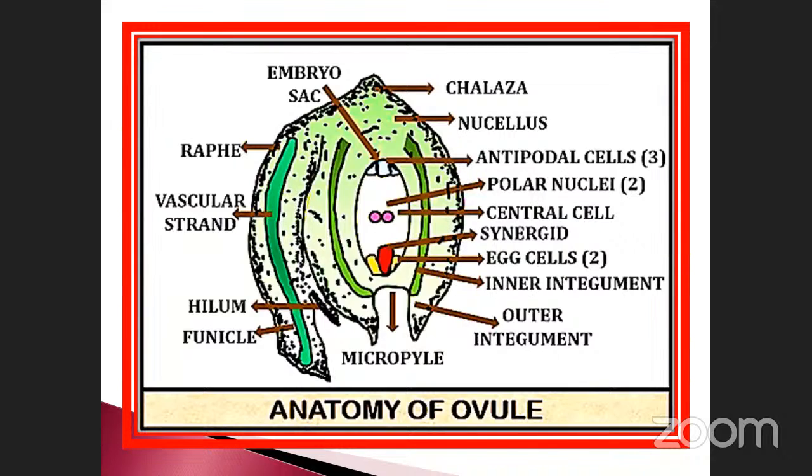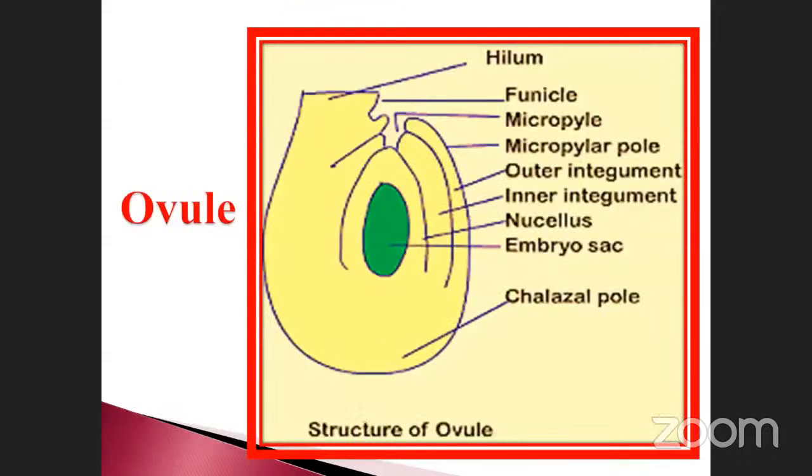So these are the structures. This is very, very important; just go through it and you'll get the idea. Listen, we already saw this: xylem, funicle, micropyle, micropylar pole, outer integument, inner integument, nucellus, the embryo sac, and chalaza. Sometimes it may be in an inverted manner.